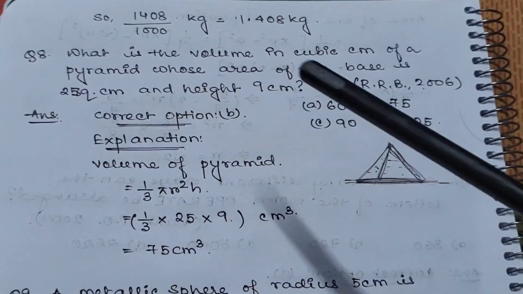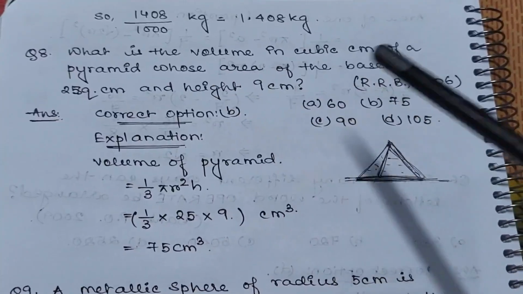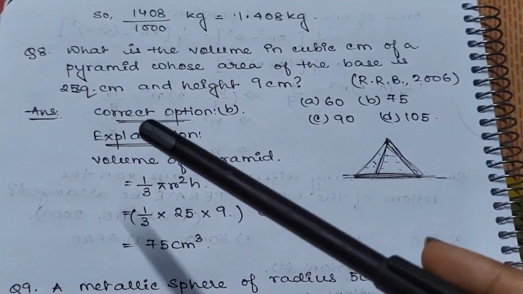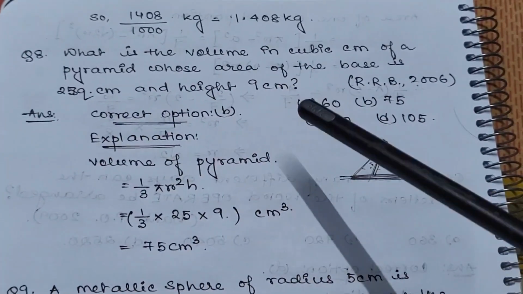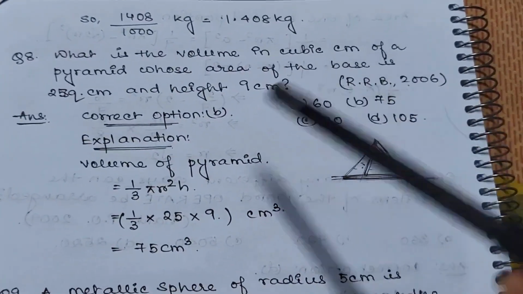Now question 8. What is the volume in cubic centimeter of a pyramid whose area of the base is 25 square centimeter and height is 9 centimeter? An RRB question of 2006. It is seen that the correct option is B.